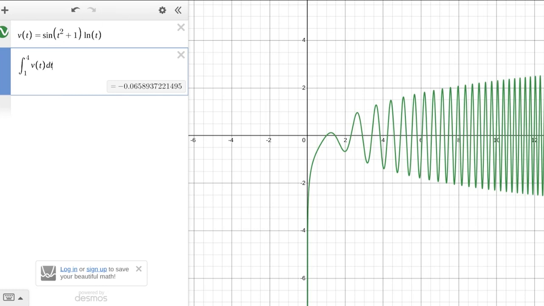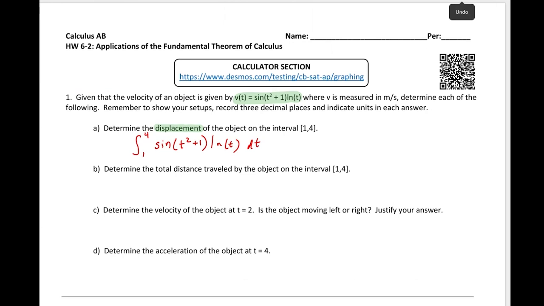So let's go back to the homework so we can actually record our answer here. And so this is going to approximately equal negative 0.065 meters. So it said that the velocity was measured in meters per second, and therefore the distance or displacement is going to be measured in meters.